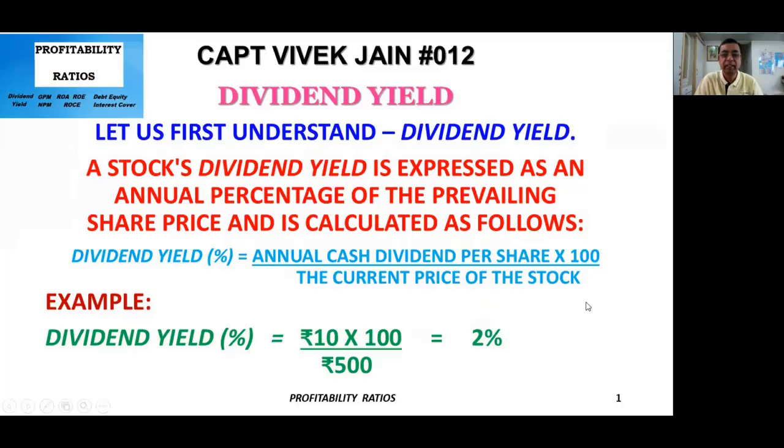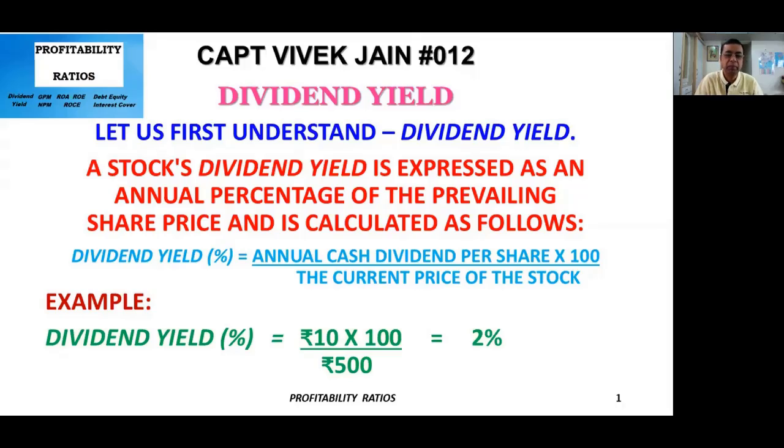Dividend yield, let us first understand it. A stock's dividend yield is expressed as an annual percentage of the prevailing share price and is calculated as follows. Dividend yield in percentage equals annual cash dividend per share divided by the current price of the stock multiplied by 100. A simple example is given here. If the annual cash dividend of a share is 10 rupees and the price of the stock in the share market is 500 rupees, then the percentage works out to 2%.